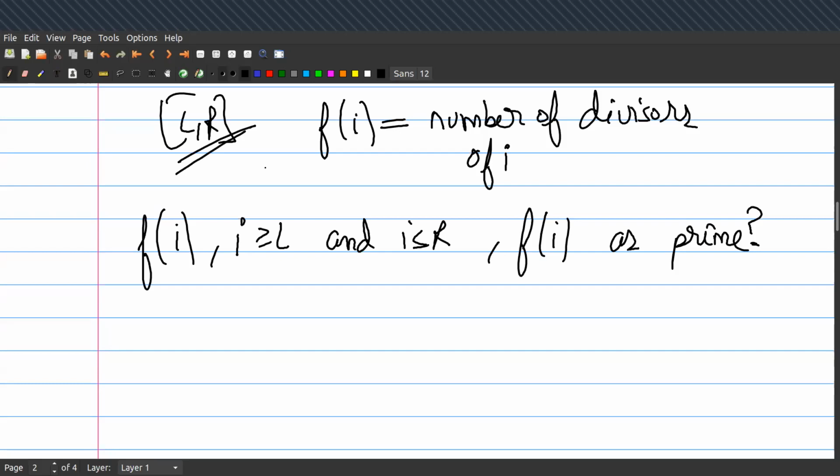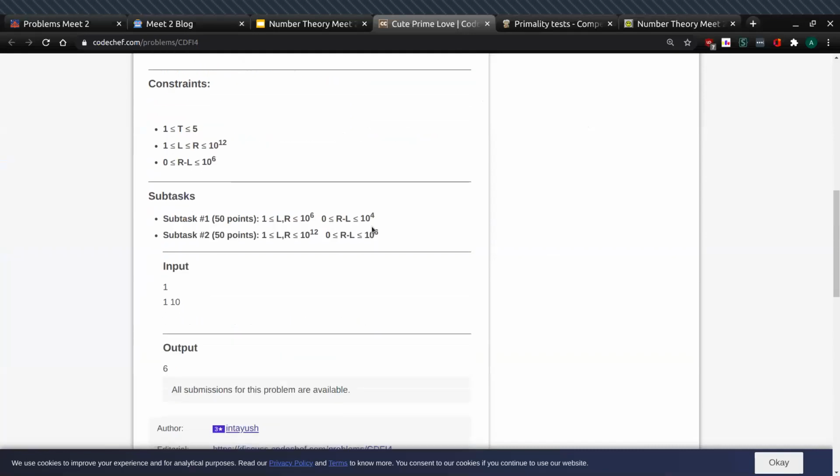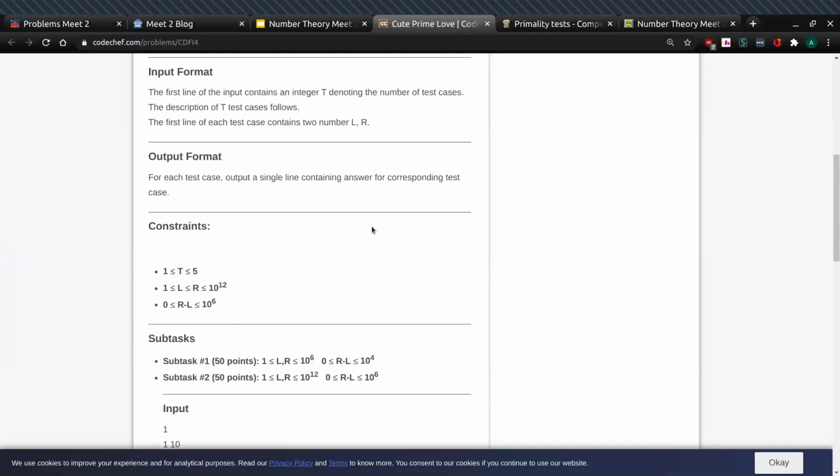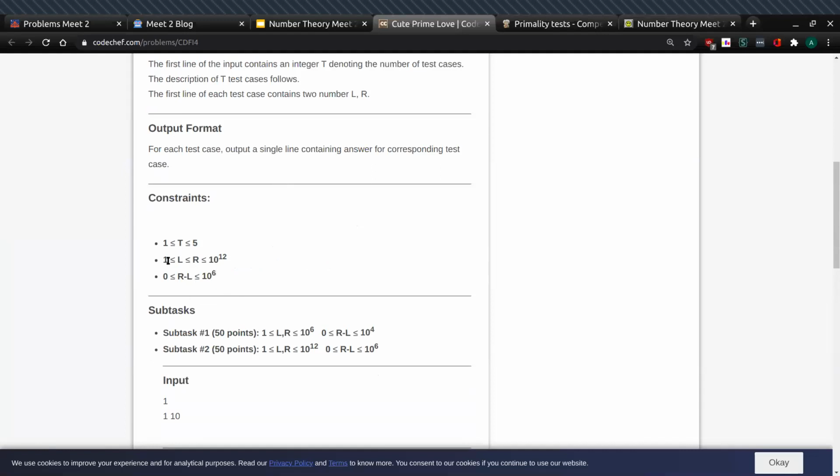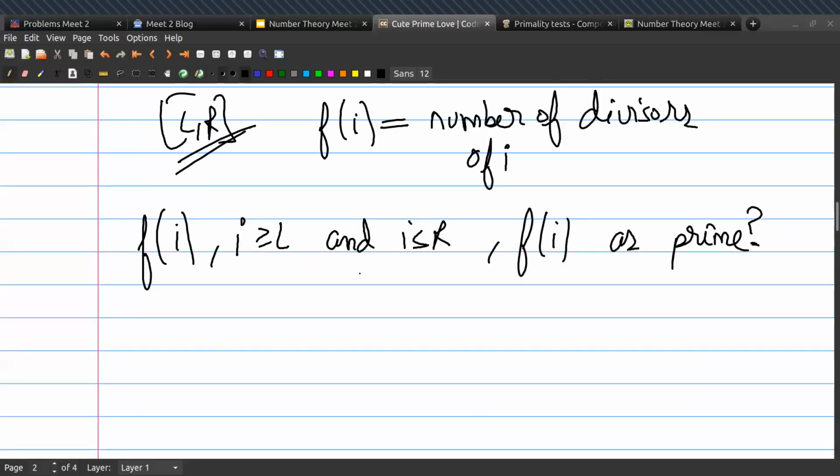Using those formulas and programs we discussed, knowledge of those things is sufficient to solve this. The constraints are L and R is around 10 to the power 12, and the range will have maximum 10 to the power 6 values.